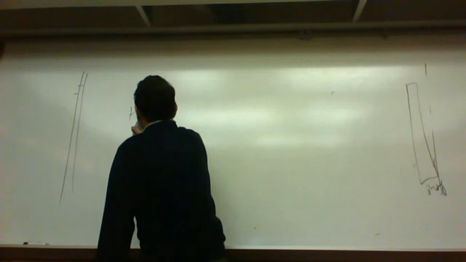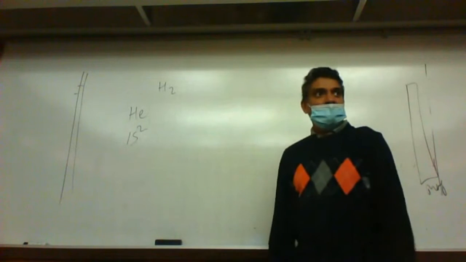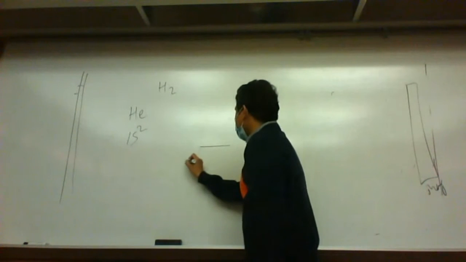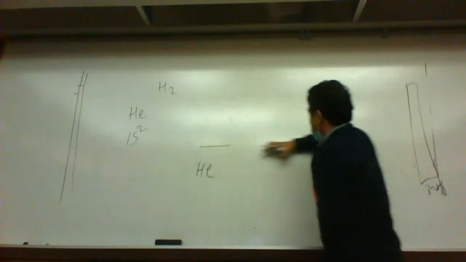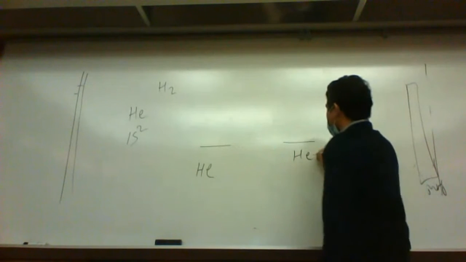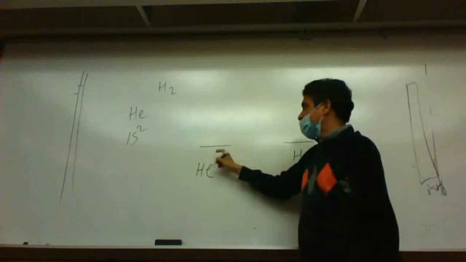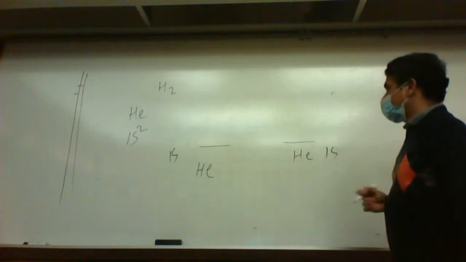Helium has atomic number 2, so its electronic configuration is 1s2, right? Make sense? So 1s2. Now put one He here. So this is one helium atom. At the same level, we are going to draw another helium atom. This is the 1s atomic orbital of the helium atom, and this is also 1s of the other helium atom.